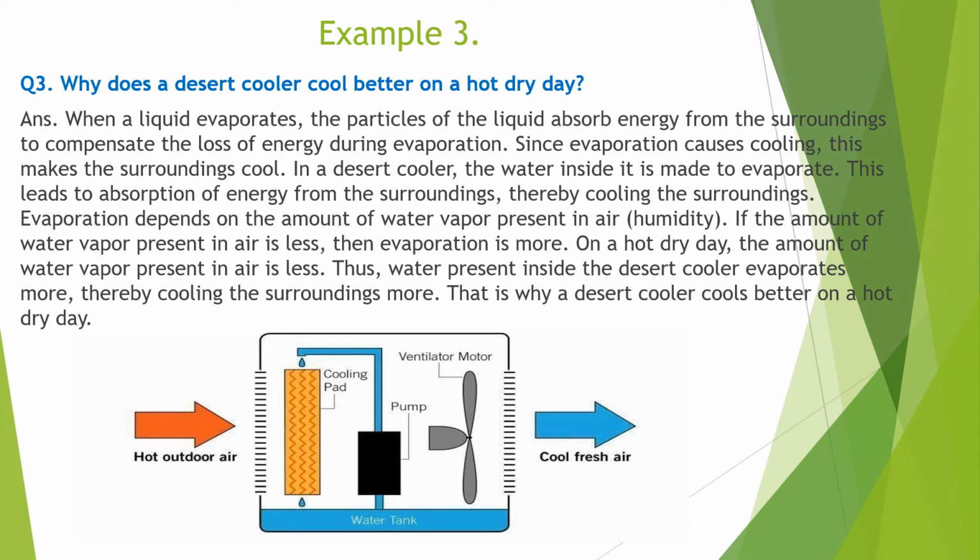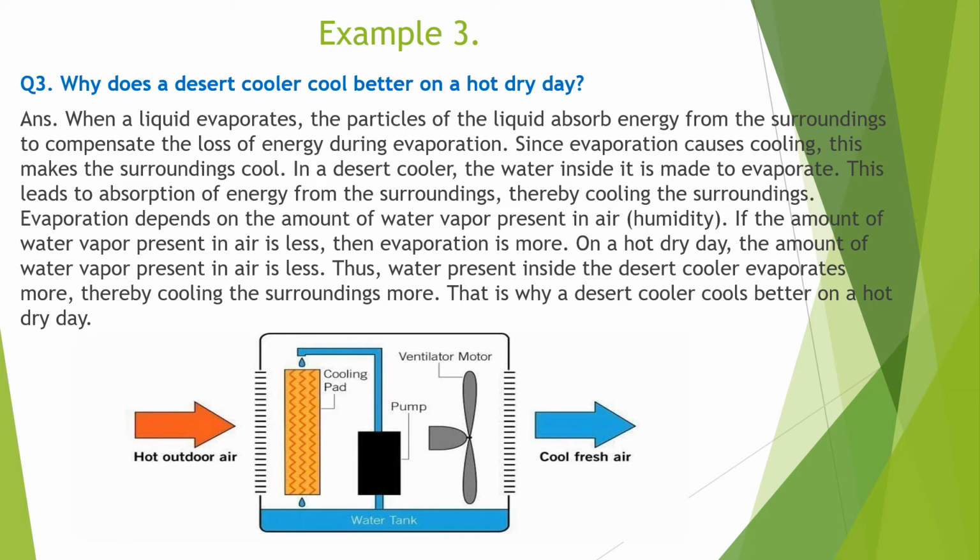Evaporation, we know, depends upon the amount of water vapor present in the air, which is known as humidity. If the amount of water vapor present in air is less, meaning humidity is less, then evaporation will be more, because from the factors affecting the rate of evaporation, we know it is inversely proportional to humidity.